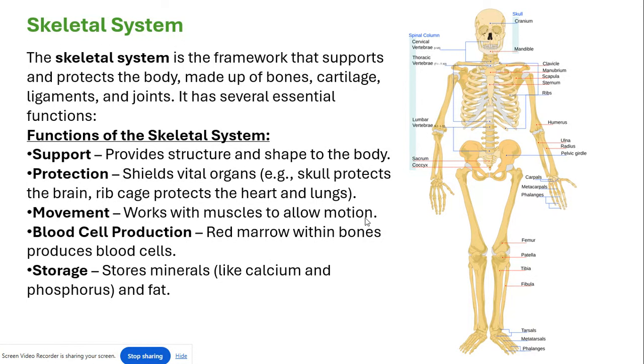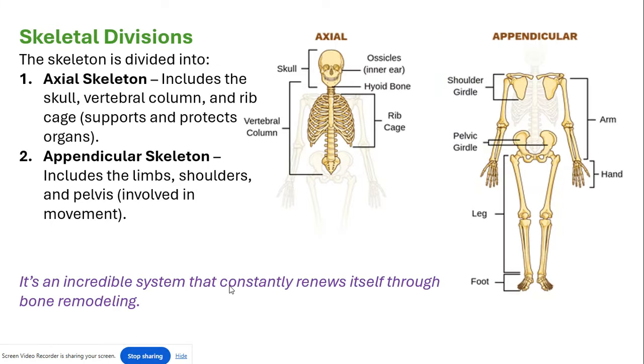Movement: it works with muscles to allow motion. Blood cell production: red marrow within bones produces blood cells, yeah? Storage: it stores minerals like calcium and phosphorus, and fats. That's why many doctors would suggest you drink more milk or eat products that have calcium, because it helps your bones. Why? Because it's stored in the bones, right? And also fats. And phosphorus is also incredibly important for our brain and our bone health, yeah?